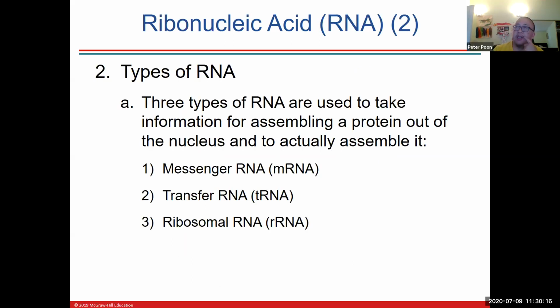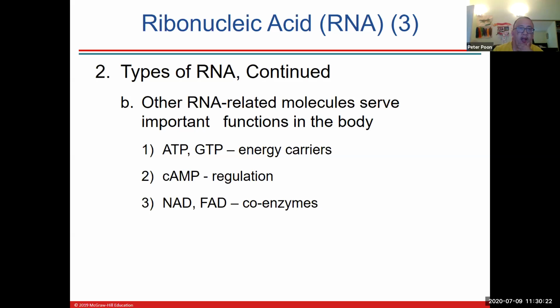There are 3 types of RNA: mRNA, tRNA, and ribosomal RNA. Other RNA-related molecules serve important functions in the body. ATP is actually made from RNA. The adenosine is made from RNA. Cyclic AMP is also the same thing. It's made from RNA. NAD, FAD, these coenzymes are also made from RNA.